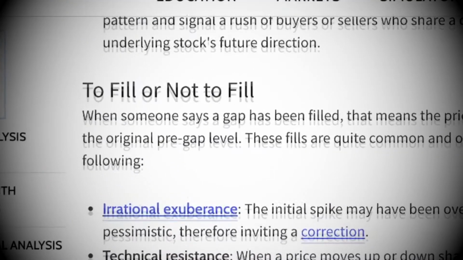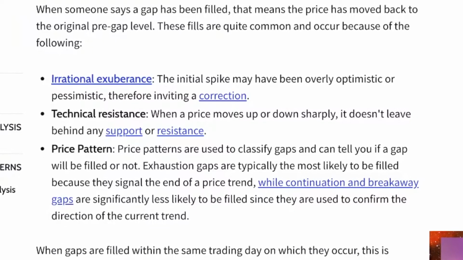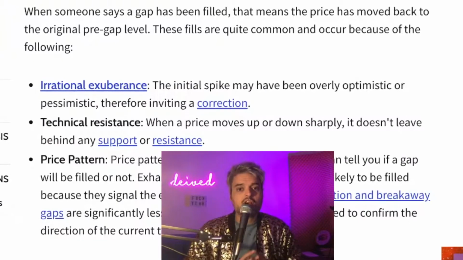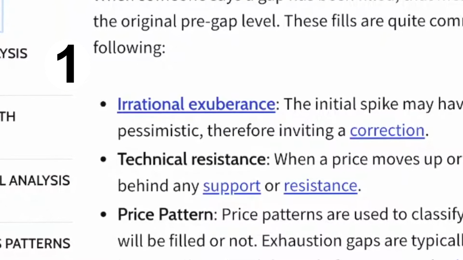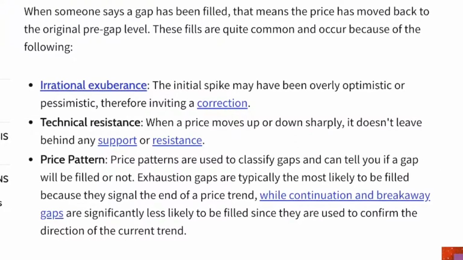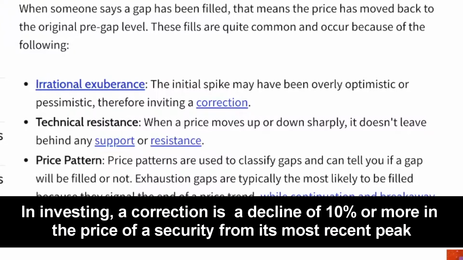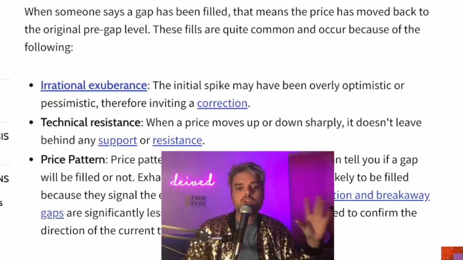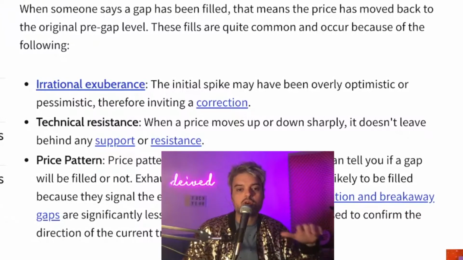So, to fill or not to fill. When someone says the gap has been filled, that means the price has moved back to the original pre-gap level. These fills are quite common and occur because of the following. Irrational exuberance: the initial spike may have been overly optimistic or pessimistic, therefore inviting a correction. Number 2, technical resistance: when a price moves up or down sharply, it doesn't leave behind any support or resistance.